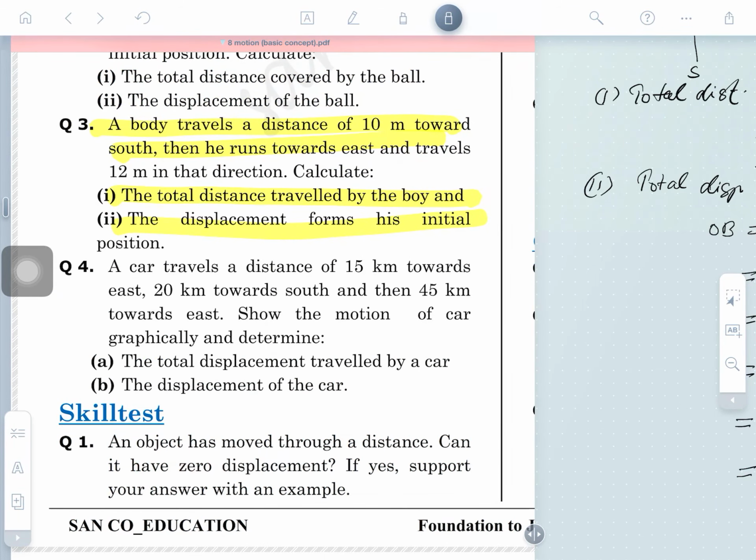What is the next question? The question next is the total displacement, the displacement from his initial position. Okay, we have done this. Question number 4.